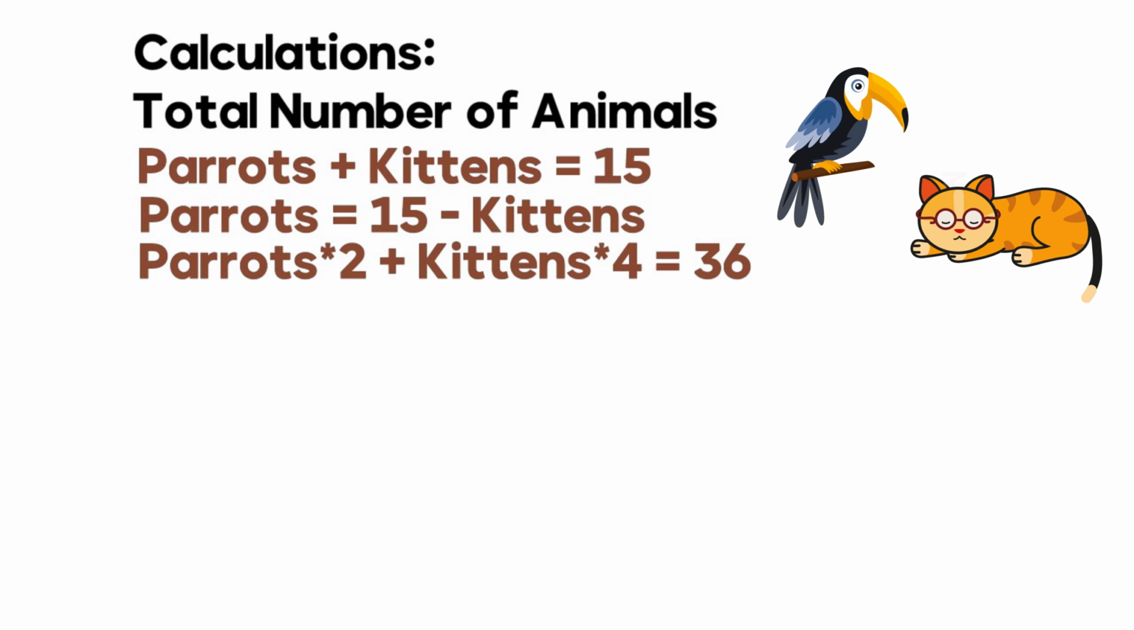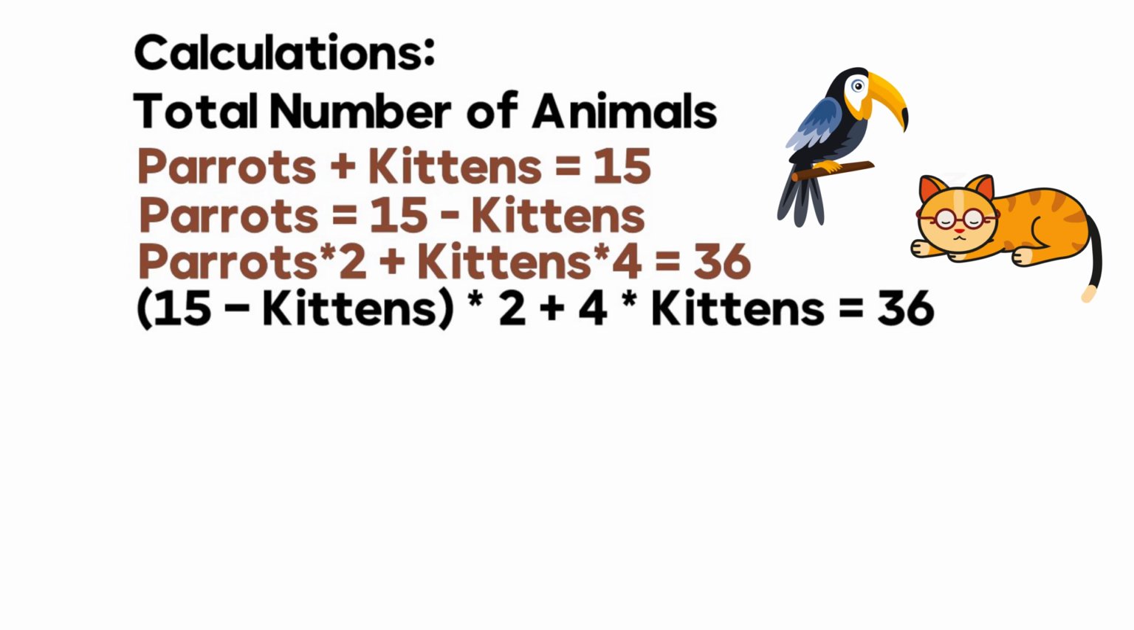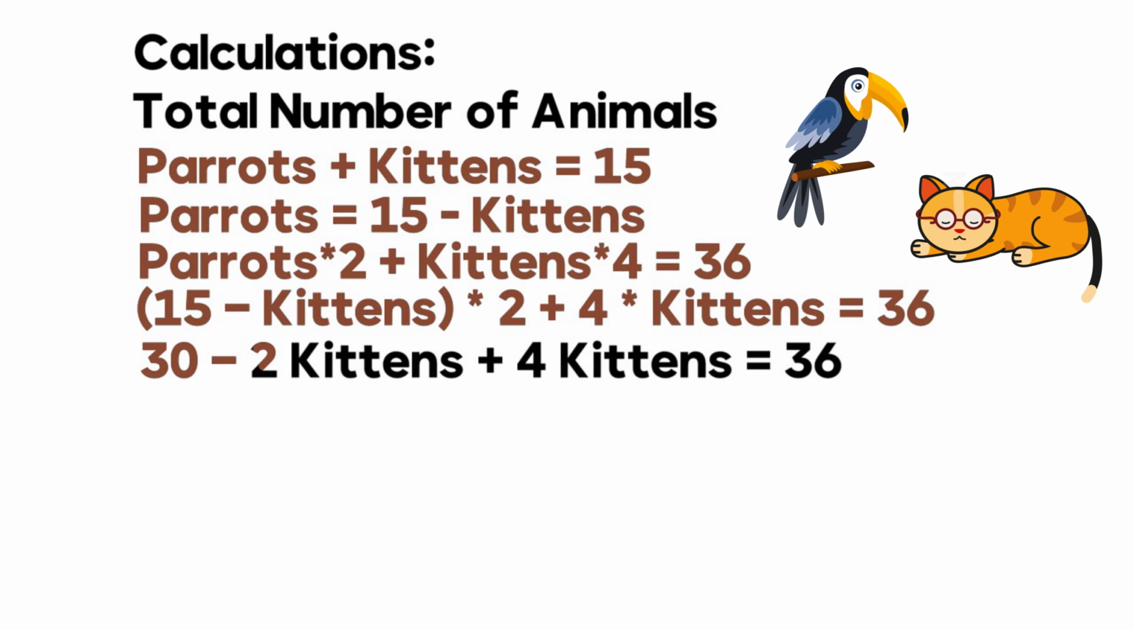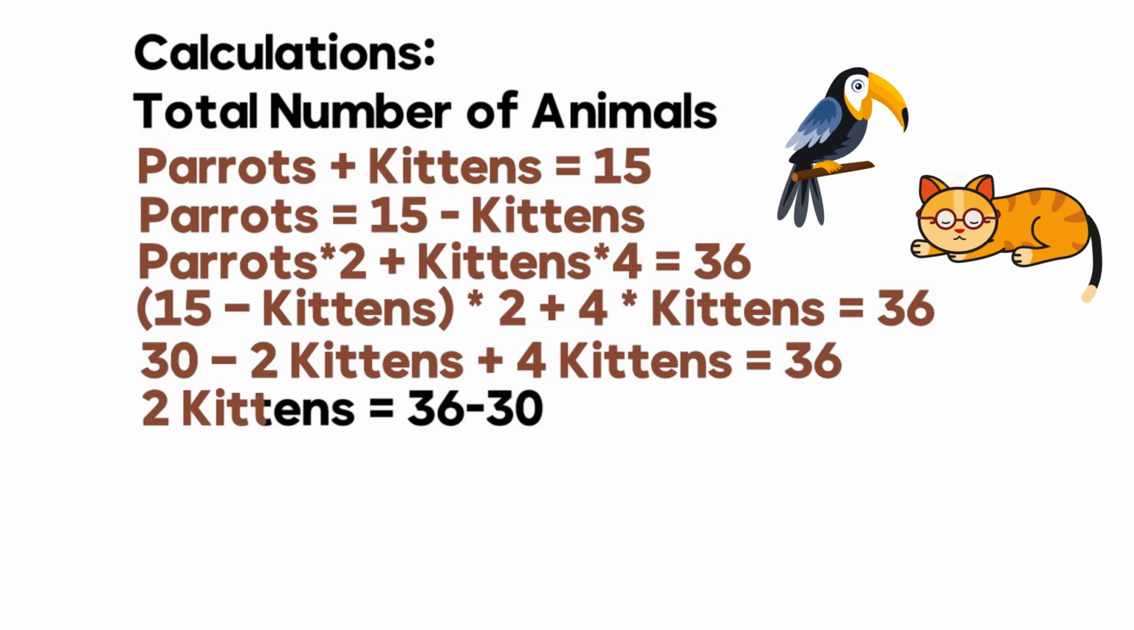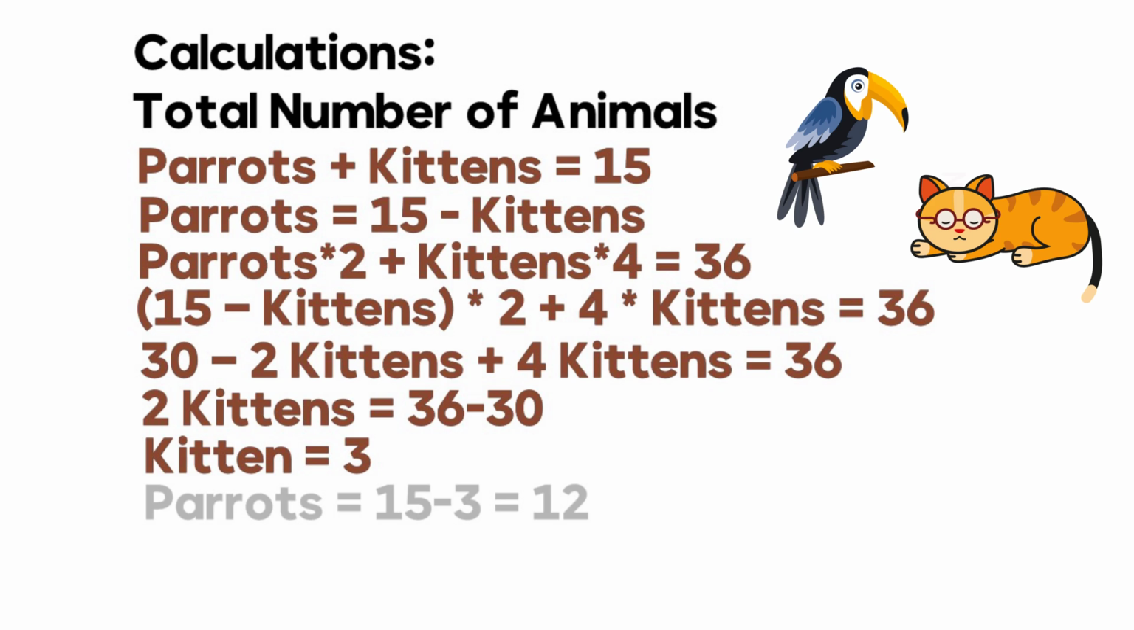Now let's replace parrots in this expression with 15 minus kittens. So (15 minus kittens) multiplied by 2, plus 4 multiplied by the number of kittens, equals 36. Which means 30 minus 2 kittens plus 4 kittens equals 36. After simplification, 2 kittens equals 36 minus 30, which means that there are 3 kittens in the store. Number of parrots then will be calculated by subtracting 3 from 15, and number of parrots equals 12.